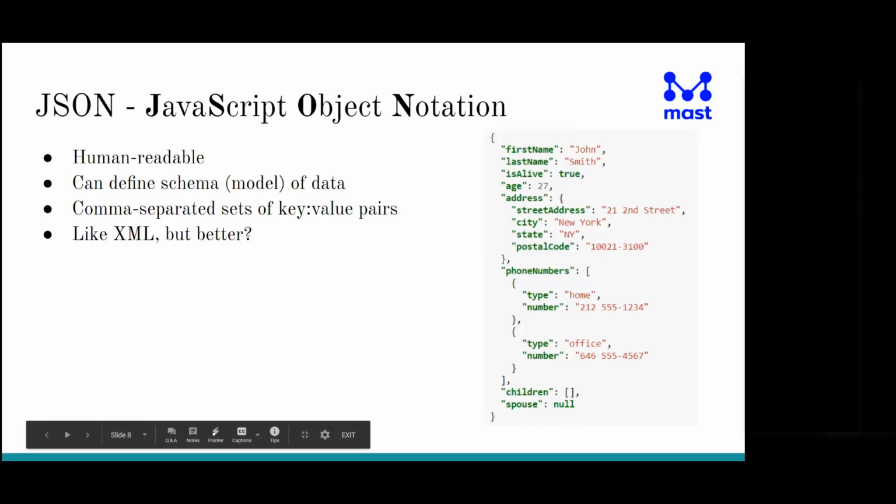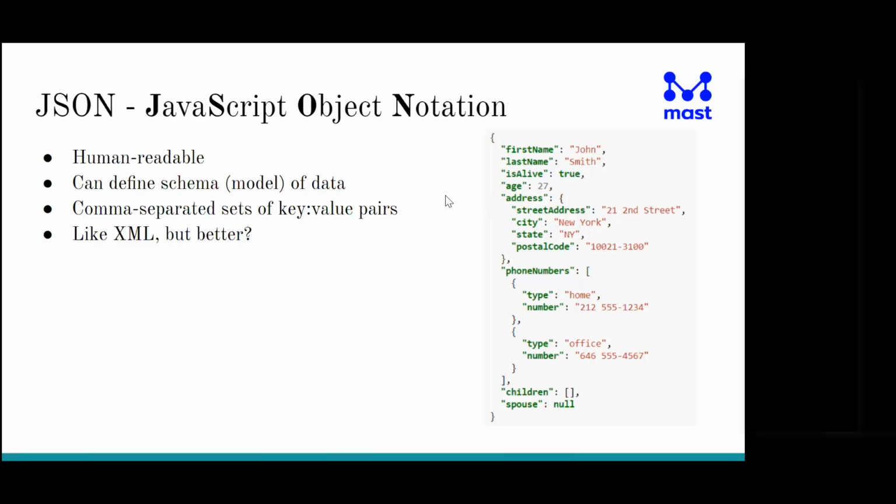But what this essentially means is you've got comma separated sets of key value pairs. So here we've got commas at the end of each line. And then we've got a key. So first name is the key for this particular line, and the value is John. And we've got a colon in between. And each record within here is surrounded by these curly braces.